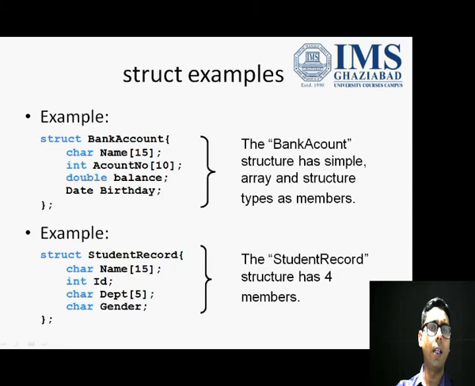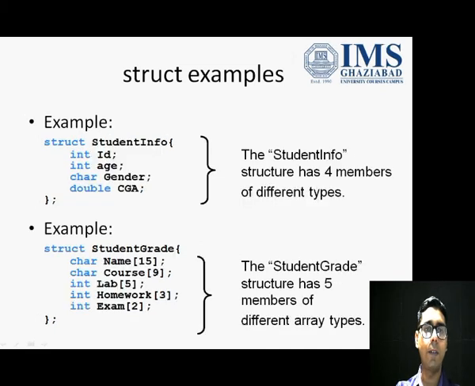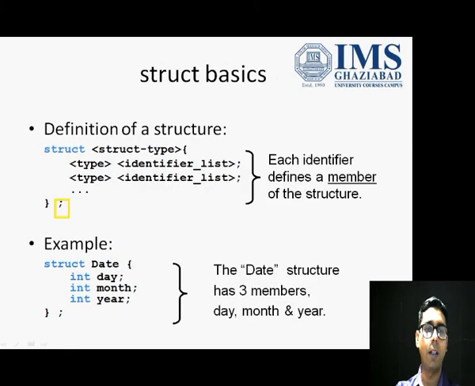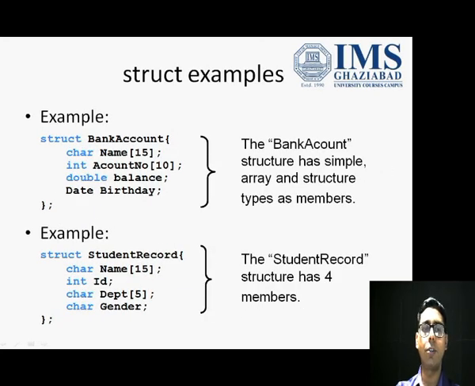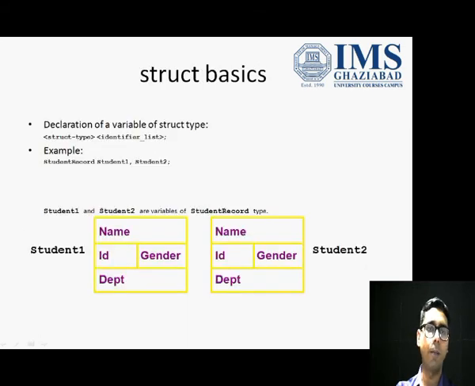In the other example, bank account, we have a structure that has simple, array, and structure types as members. For example, bank account name is a string, account number is an array of integers, balance is of double type, whereas birthday is a structure type element, as we have seen in the previous example, that is date having day, month and year. In the next example, struct student record, we have name of string type, id of integer type, department as a string, and gender of character type.